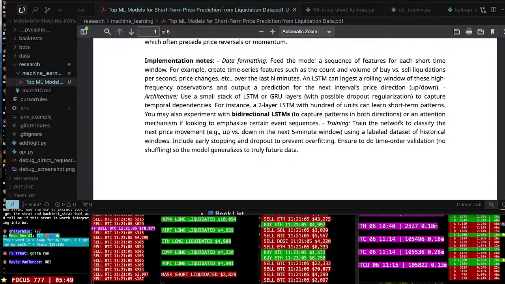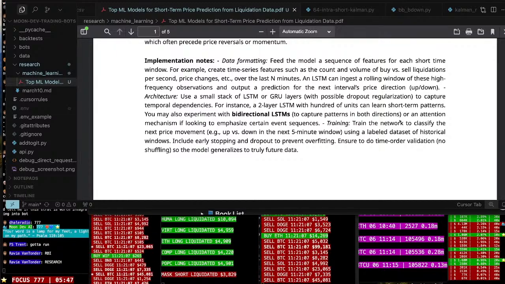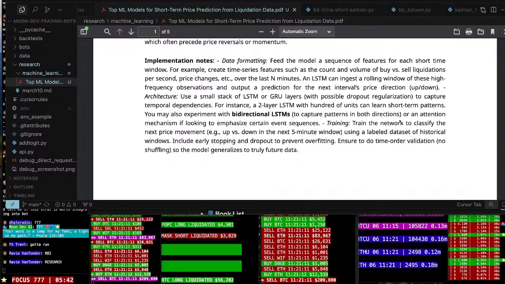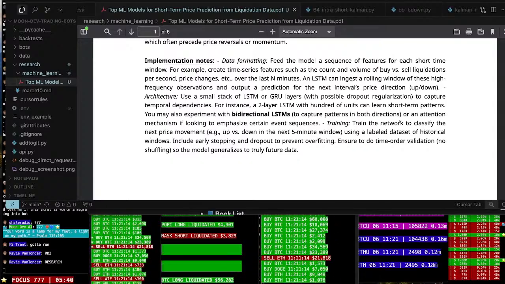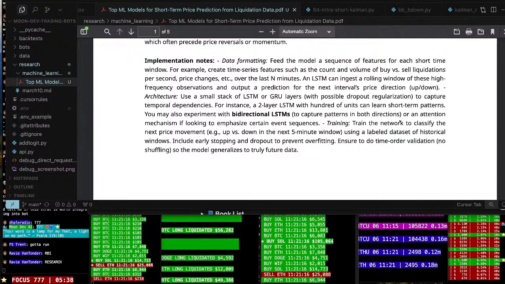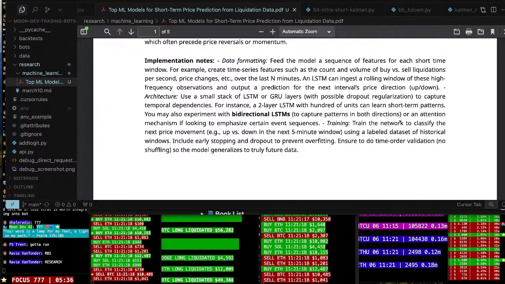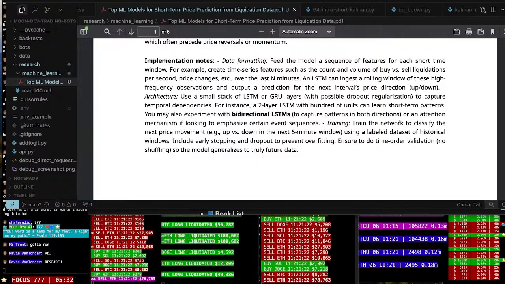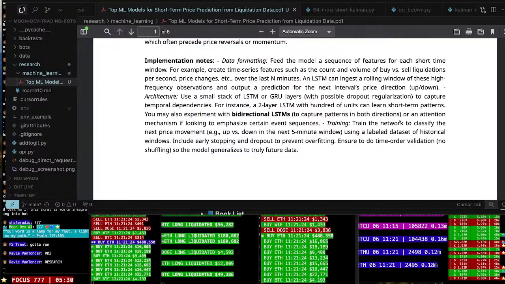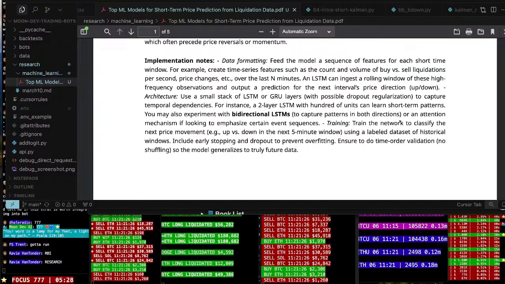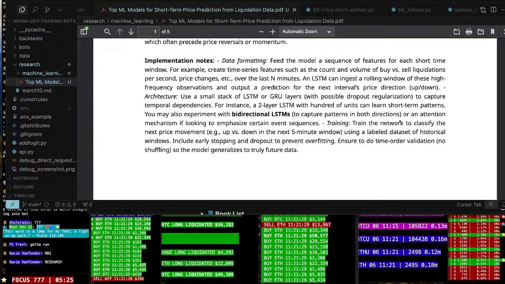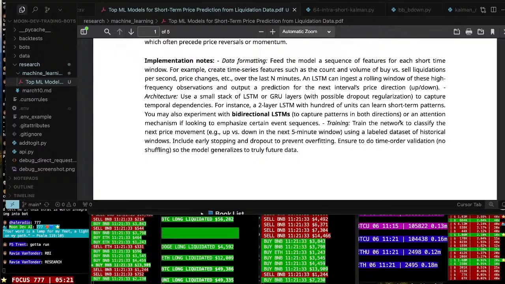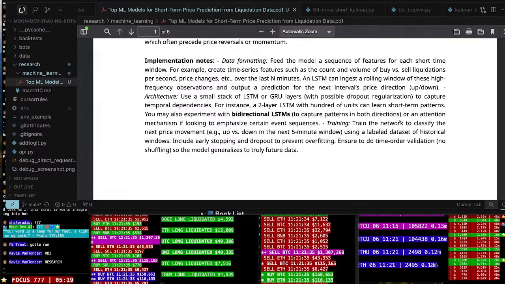Implementation notes, data formatting. Feed the model a sequence of features for each short time window. For example, create time series features such as the count and volume of buy versus sell liquidations per second, price changes, etc. Over the last n minutes, an LSTM can ingest a rolling window of these high frequency observations and output a prediction for the next interval's price direction.